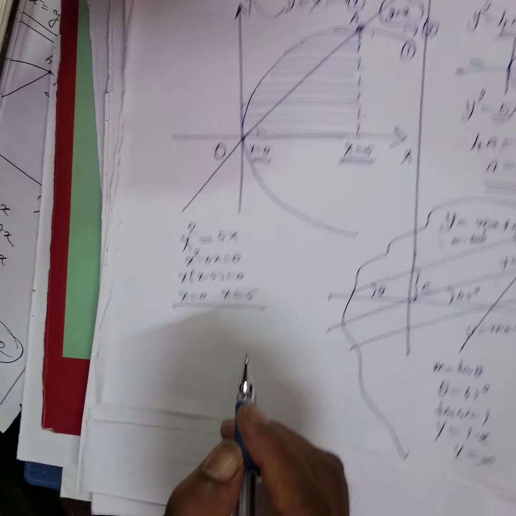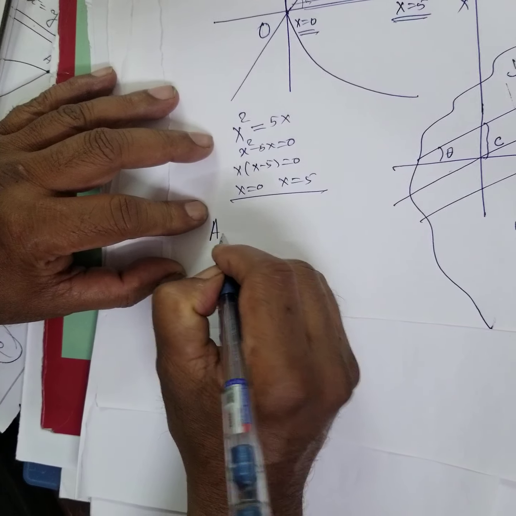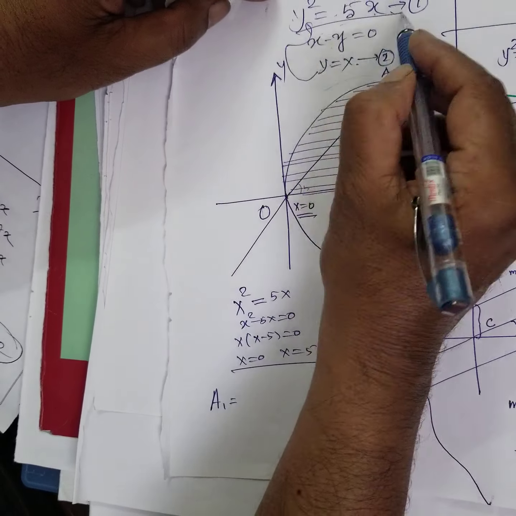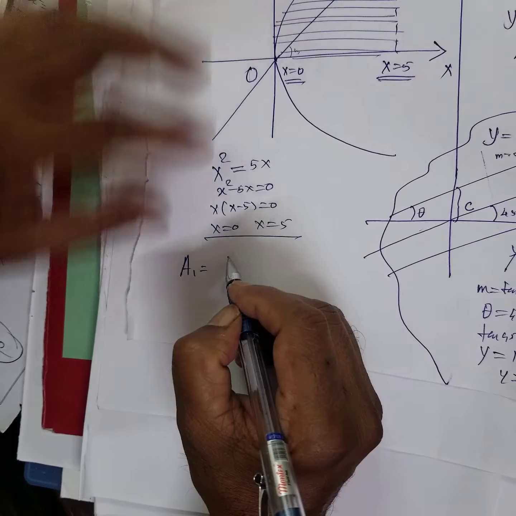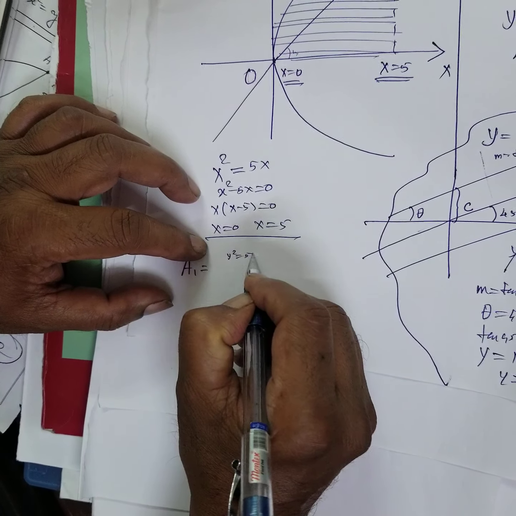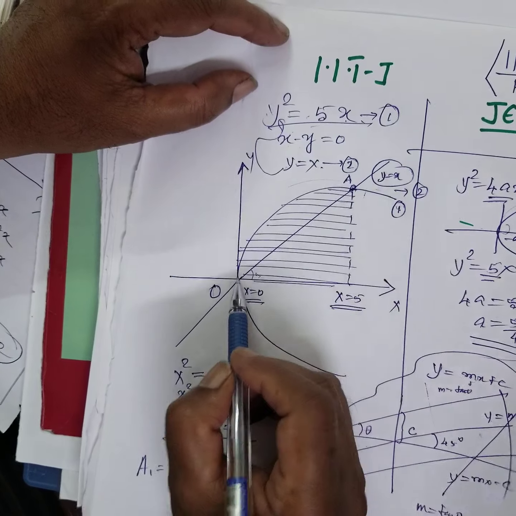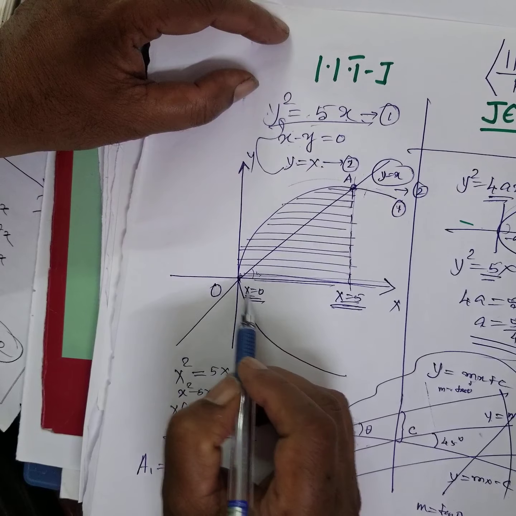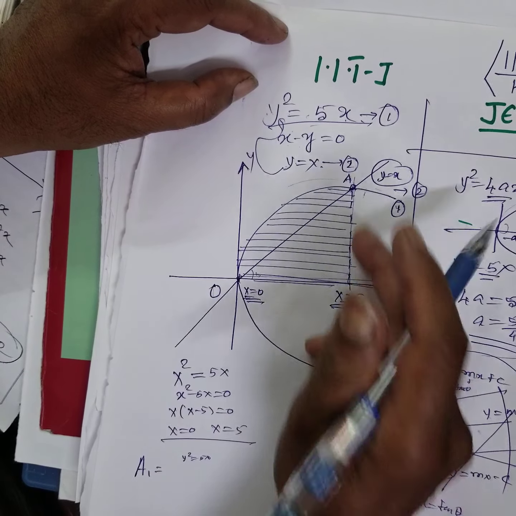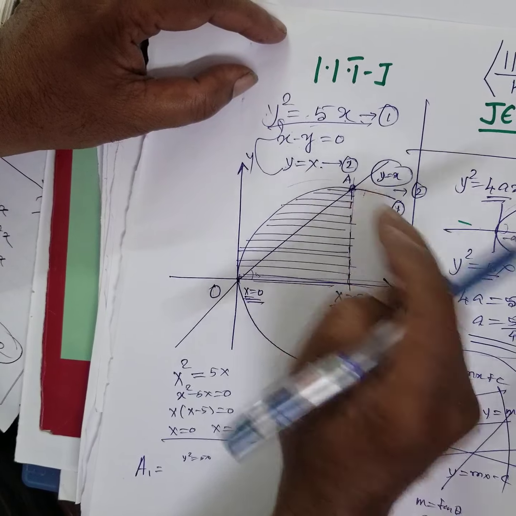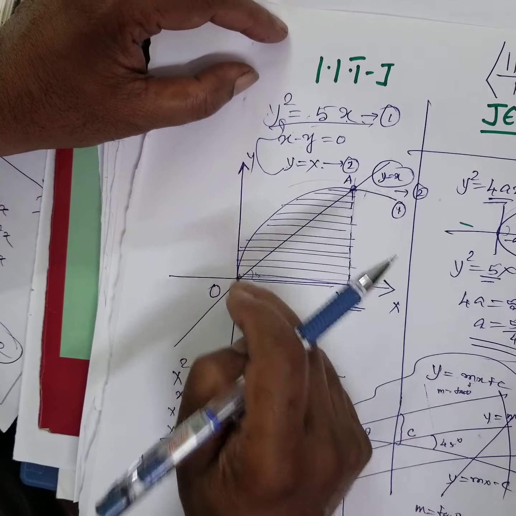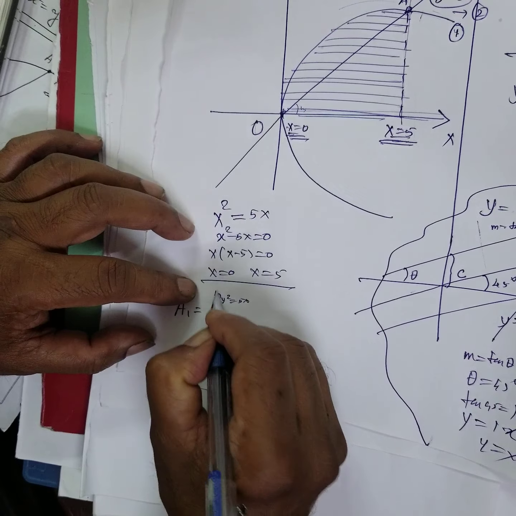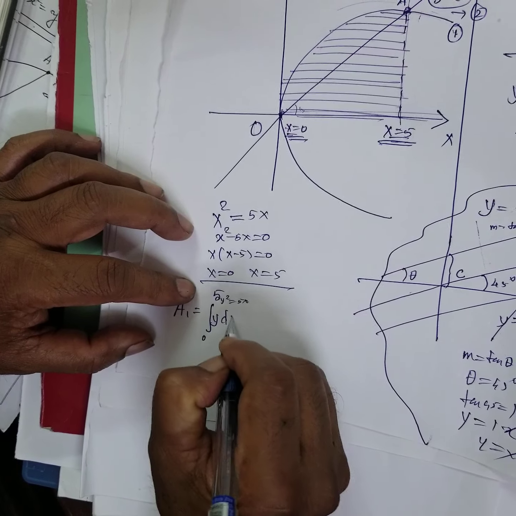What is this area? A1 is the area bounded by this curve. What is the curve? y square is equal to 5x, right? Area bounded by the curve y square is equal to 5x, and the x-axis and ordinates, that is pillars, at x equal to 0 and x equal to 5. The pillar height is called ordinate, and this is called abscissa. Therefore, here 0 to 5, I'll write y dx, correct?